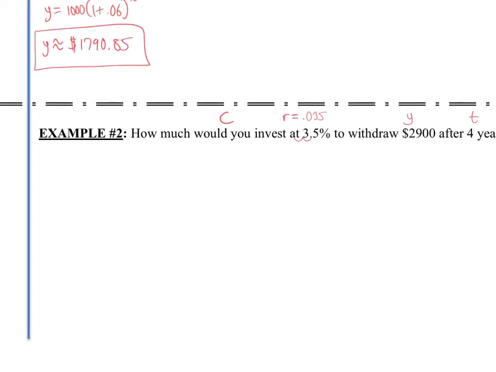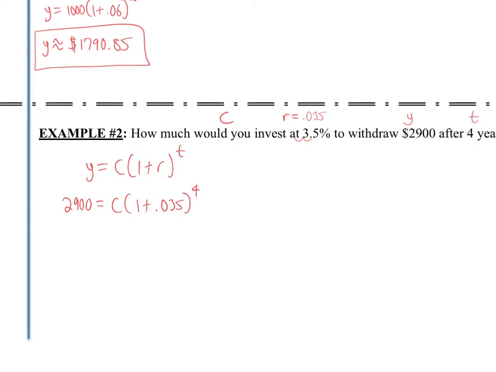Okay, so let's plug it in now. So we have Y, we're going to plug into this formula, Y equals C times (1 plus R) all to the T. So we're looking for C, we know what Y is, that's 2,900, equals C times (1 plus 0.035) all to the 4th power.